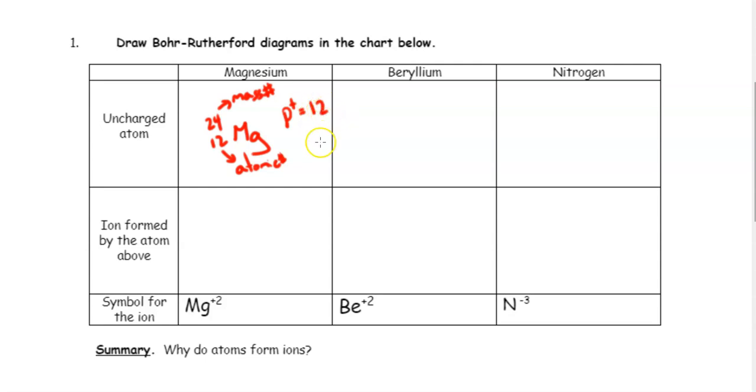So for an uncharged atom, how many protons? 12. How many electrons? 12. Uncharged. We won't worry about neutrons. They're neutral.